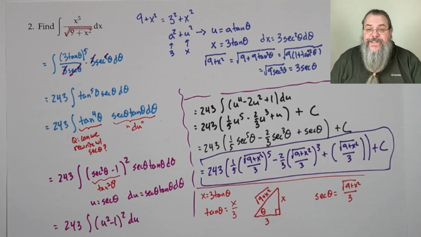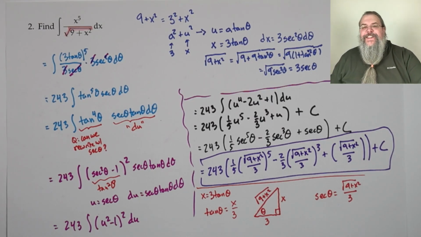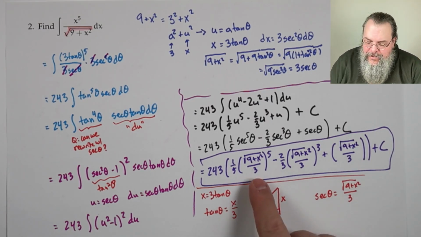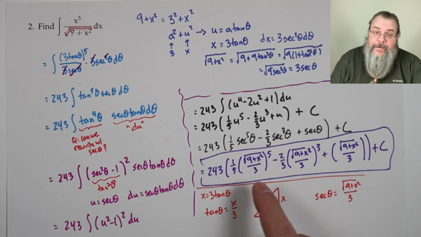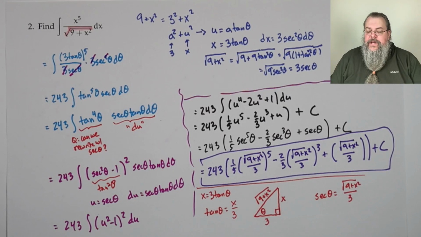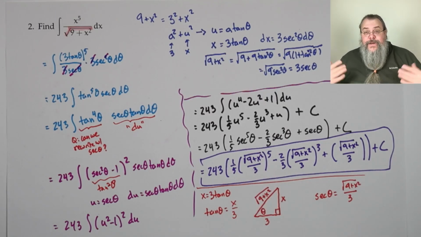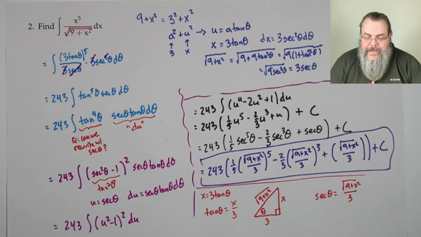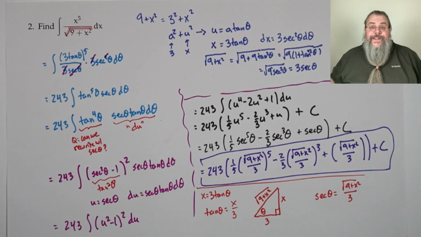Could we simplify? You betcha we could. Do we want to? You betcha we don't. No, there's things we could do. 3 to the 5th, again, we've seen that before, is 243. So if we multiplied it through, we'd get some cancellations. And even the square root of 9 plus x squared to the 5th, you can rewrite that. All right, so there we go. There's the answer, right? Cool.